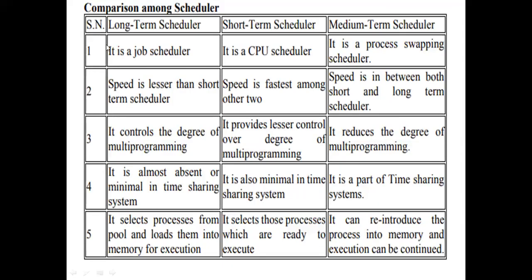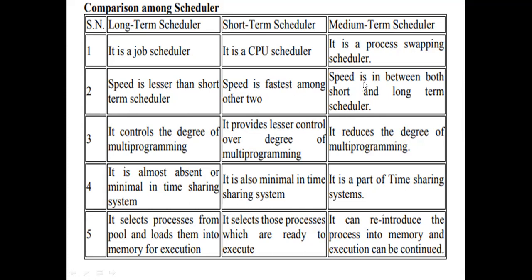Next, we'll have the discussion comparing the three types of scheduler. Long-term scheduler is also called the job scheduler. Short-term scheduler is also called the CPU scheduler, whereas medium-term scheduler is a process swapping scheduler. The speed of the long-term scheduler is lesser than the short-term scheduler. The speed of the short-term scheduler is fastest among the other two types, long-term and medium-term scheduler.